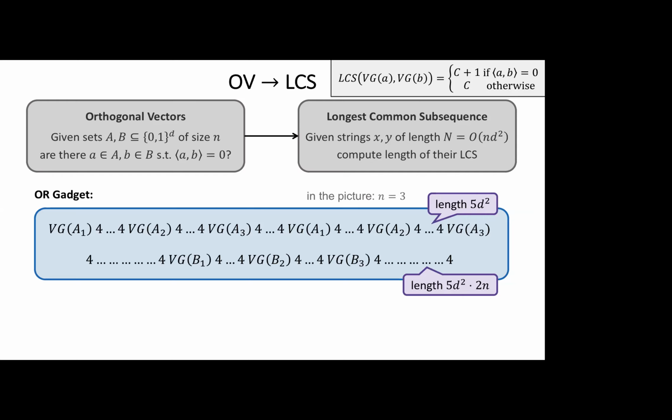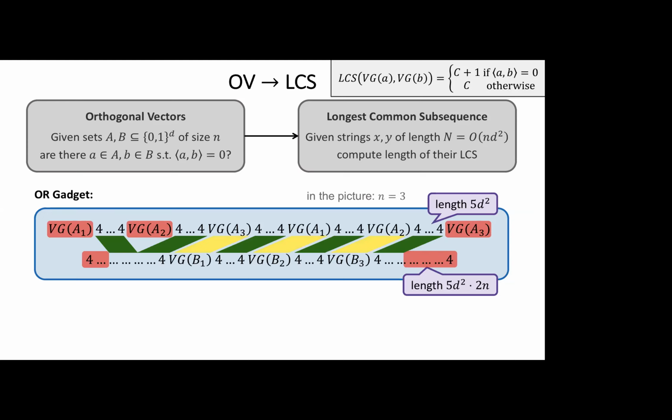Okay. I claim that this does the job. And it actually has a relatively simple argument for why this works, why this expresses whether there exists an orthogonal vector.